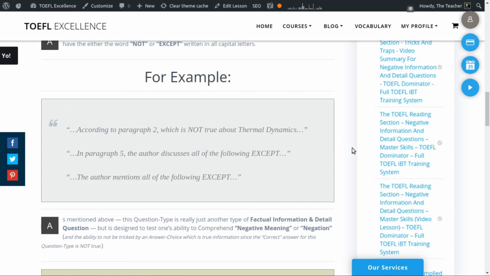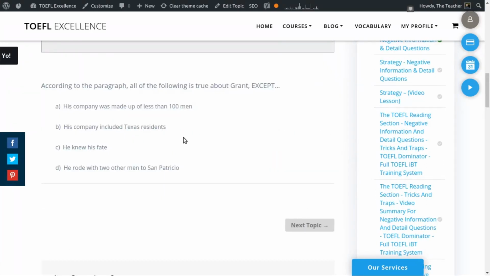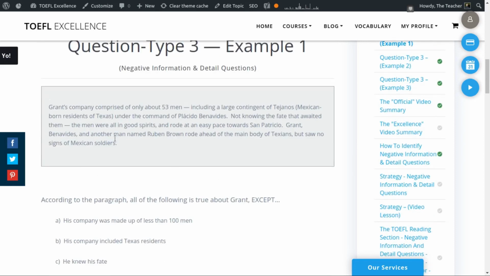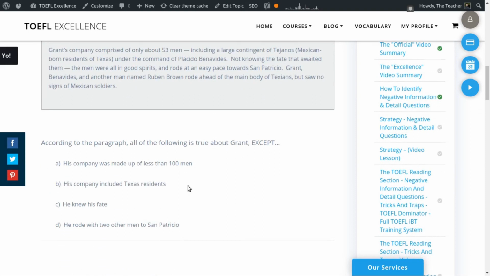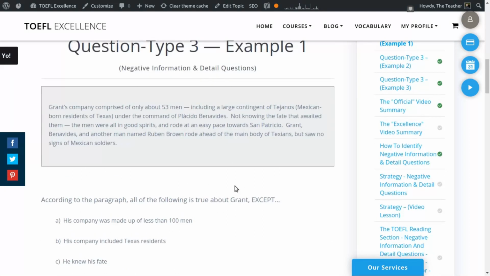Let's take a look at some of the examples. Okay, so here, according to the paragraph, all of the following is true about Grant except. Now, you'll notice here that there really aren't any keywords, because we know that the entire reading passage is about Grant. Now, maybe there's another person that they talk about, but really that's the only keyword in the entire question stem. So noticing the keywords in the question stem is not really as important as it was with the factual information and detail questions. So that is one way that they are very different.